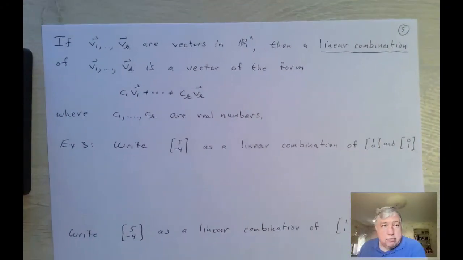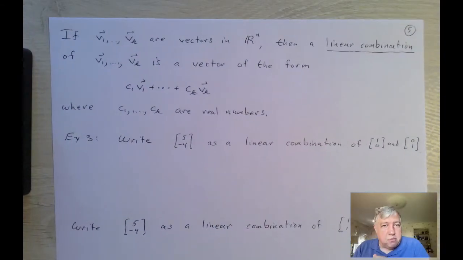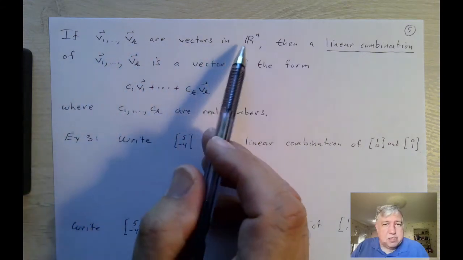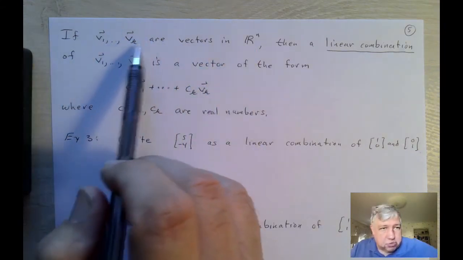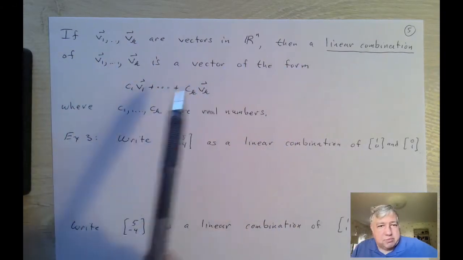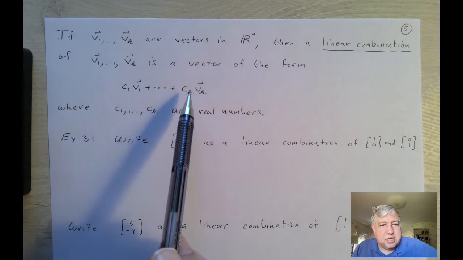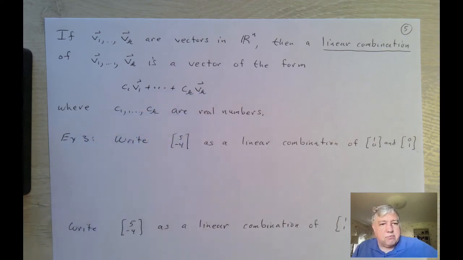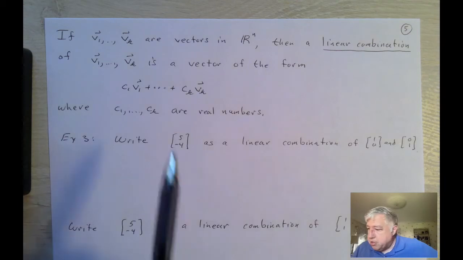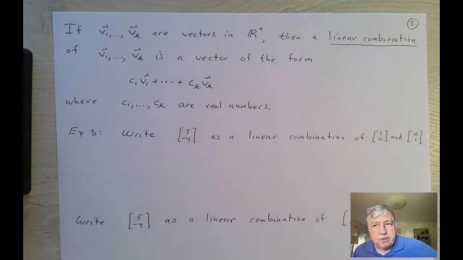And one more term for today is linear combination, which you may or may not have heard before. When we talk about linear combinations, we're talking about linear combinations of vectors. If v1 through vk are vectors in Rn, so these are all ordered n-tuples, then a linear combination of these vectors is just another vector in the form c1 v1 plus c2 v2 plus dot dot dot plus ck vk, where all the ci's are real numbers. Just to understand, the v's are vectors, the c's are real numbers, and the result will be a vector. That's what we mean by linear combination.